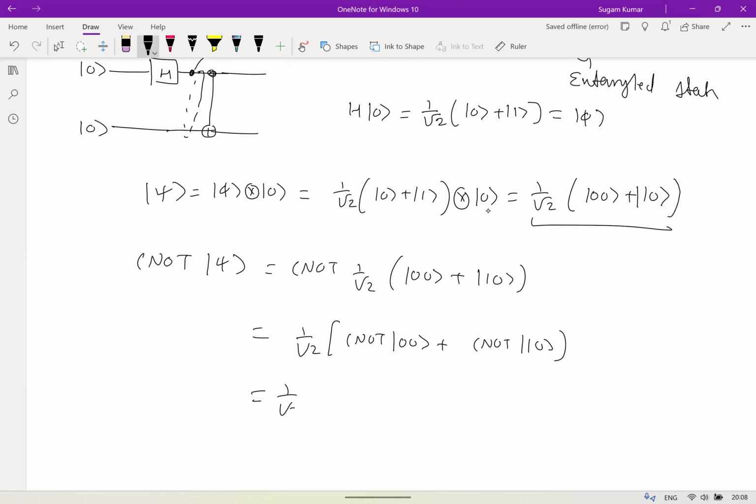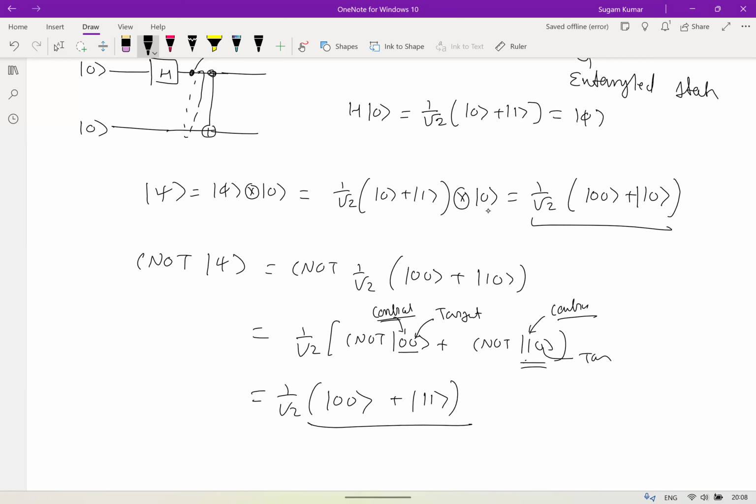Now look at here, what is happening? This is the control bit, correct? And this is the target bit. In the first case, since the control bit is already in 0 state, this is going to become 0, 0, fine. In the next one, the control is 1. So it means what will it become? 1, 1. And you can see this is the Bell state or entangled state.